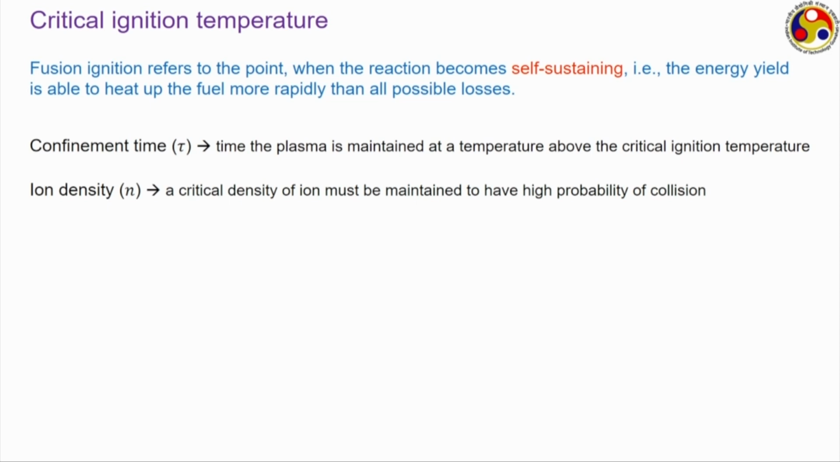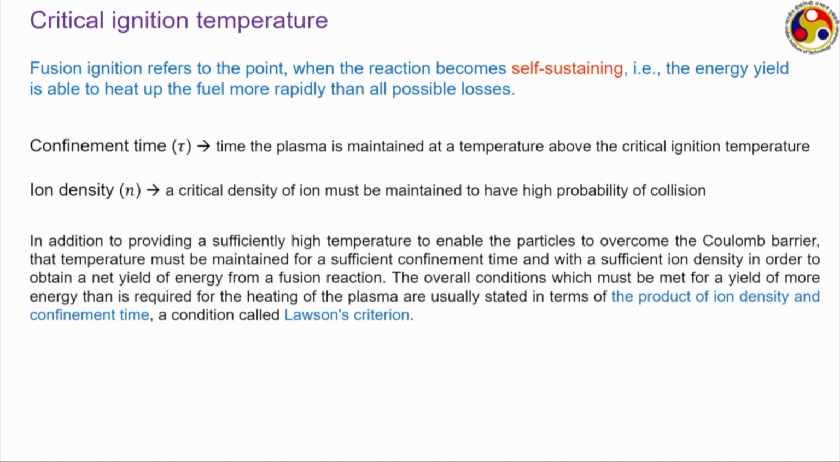So, temperature, confinement time and ion density all together lead to the condition of critical ignition temperature, or self-sustainment. We have to provide a sufficiently high temperature to enable the particles to overcome the Coulomb barrier, a sufficient confinement time and also a sufficient ion density, so that we have a net yield of energy from the fusion reaction. A part of that is sufficient to continue the reaction and the rest can be utilized for downstream applications.